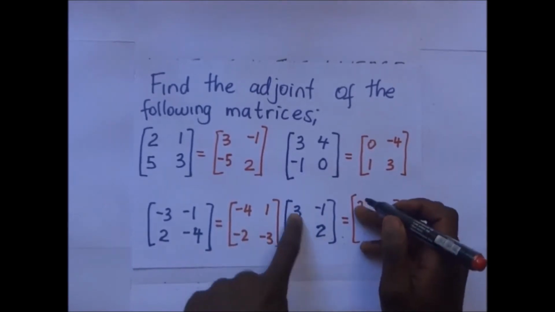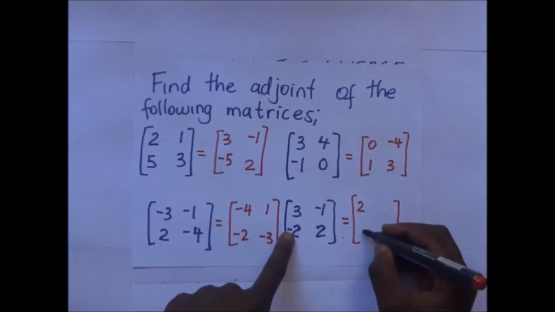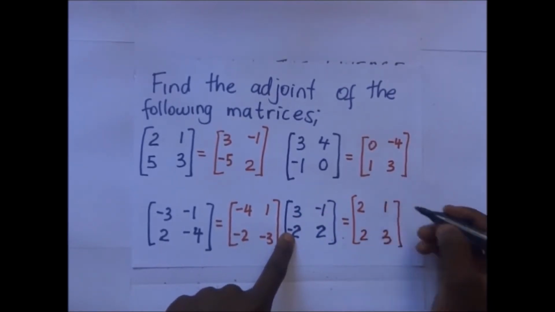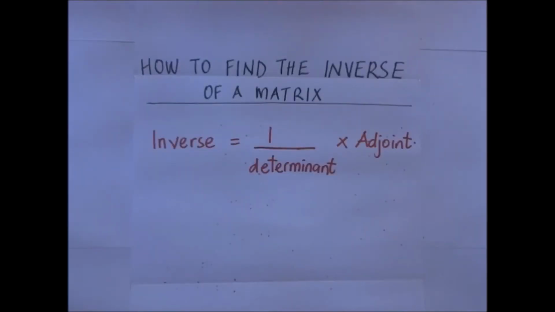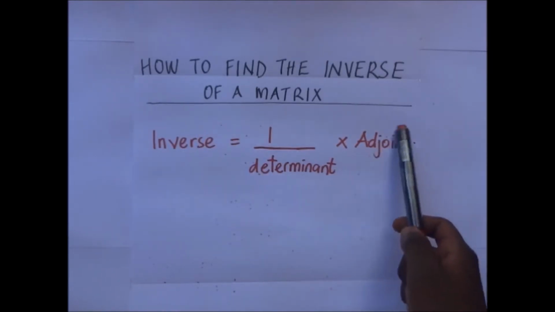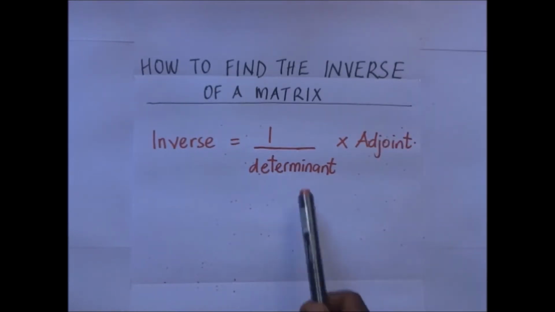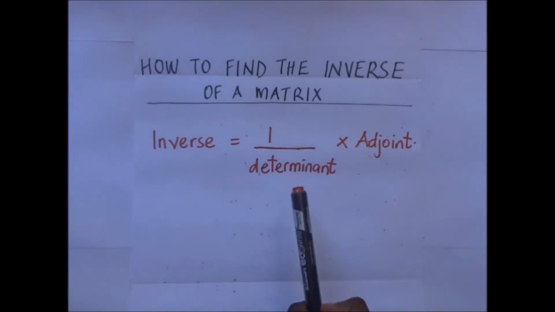The 2 comes up here, then the 3 is down here. Then we multiply this by -1, this becomes 2, and this becomes 1. So that's how we find the adjoint of the matrix. So we have just learned how to find the determinant of the matrix. We've also learned how to find the adjoint of the matrix. Now that we know how to find the determinant and the adjoint of the matrix, it means we can now find the inverse of a matrix. Let's do a few examples as well.